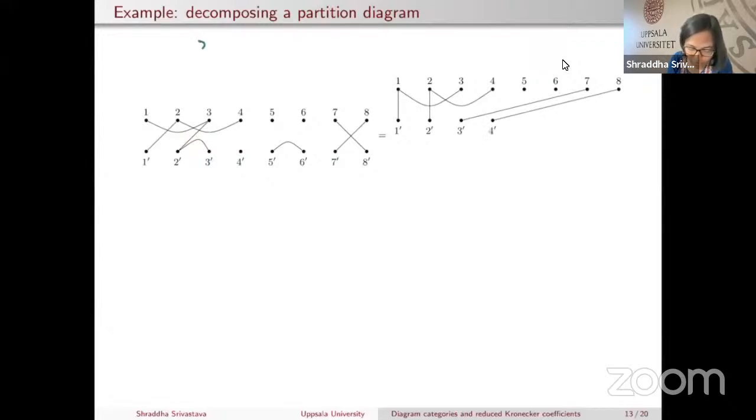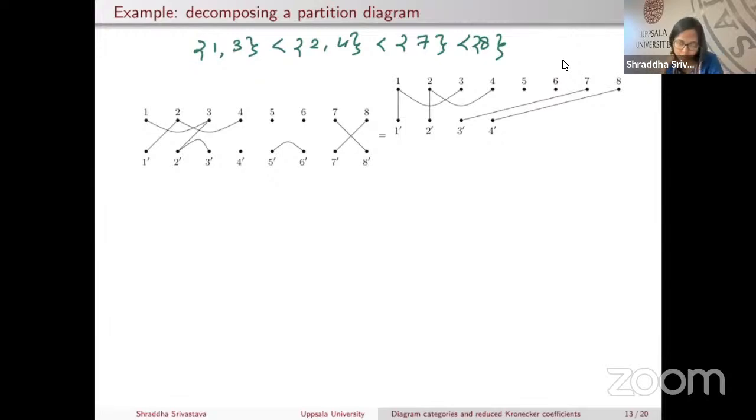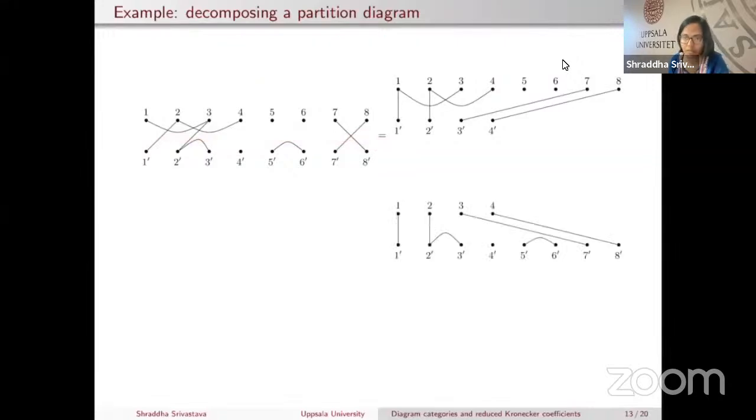So we had the order, maybe I'll just quickly write that: {1,3} less than {2,4}, less than {7}, less than {8}. So we connected {1,3} with 1', {2,4} with 2', then 7 with 3', and 8 with 4'. We did it in an order. And now do the same thing for the bottom, which can be done. If somebody has a question, I can answer that.